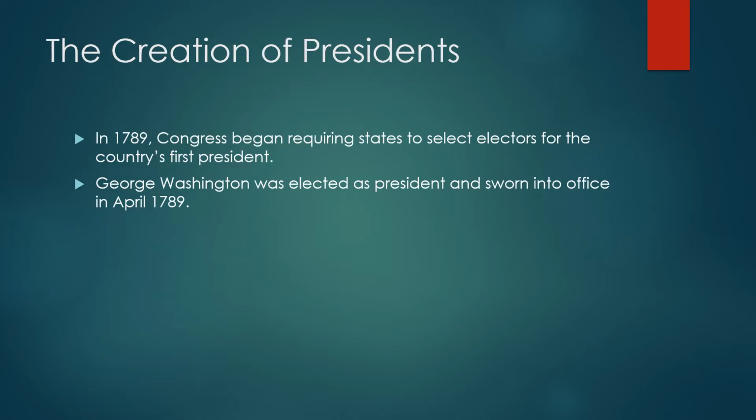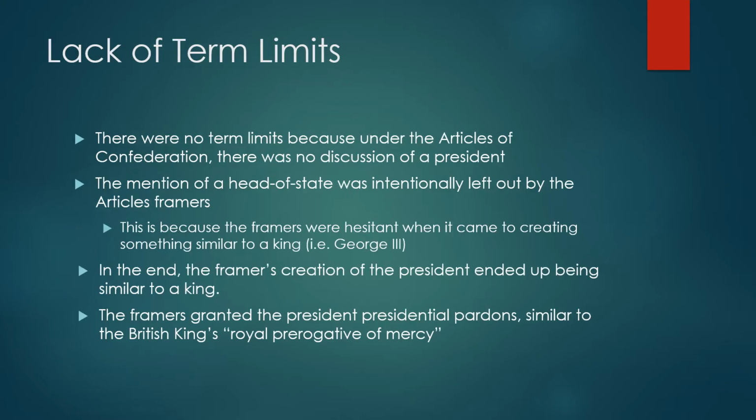The creation of presidents. So in 1789, Congress began requiring states to select electors for the country's first president. And shortly after, George Washington was elected as president and sworn into office in April of 1789. After George Washington was elected, we see that there was a lack of term limits, and this is mainly because presidents were intended to serve however many terms they could win.